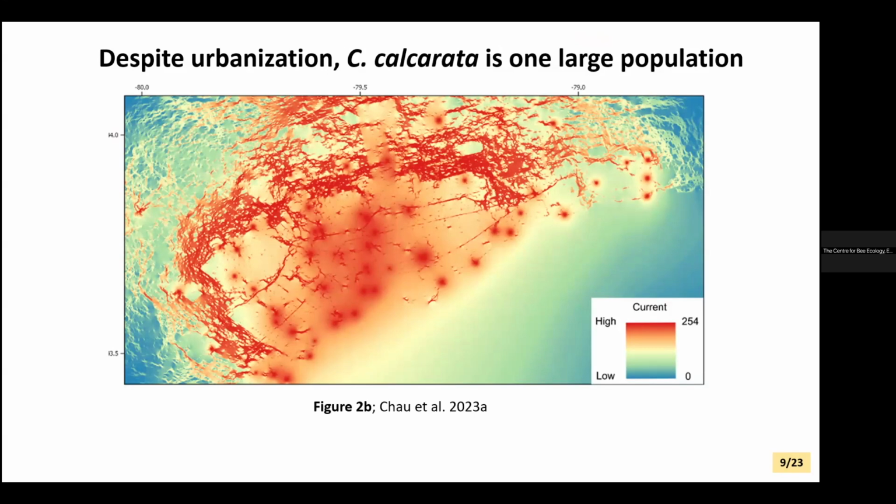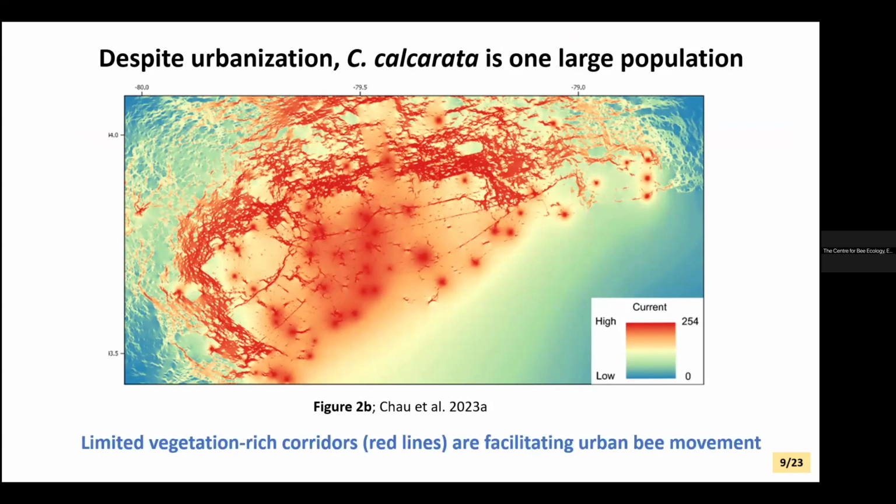And when we map these vegetation-rich corridors, which are all the red squiggly lines on the map, you can see that in the center area where there's a big blur, those corridors are actually very limited. And this makes sense because in this area, urbanization is quite high. But we can still see that there are some corridors between the blurred circles, which are our sample sites. And so this suggests to us that Ceratina calcarata in this landscape is very likely using these highly limited vegetation-rich corridors to traverse across the urban landscape, and likely why we did not see subpopulations.